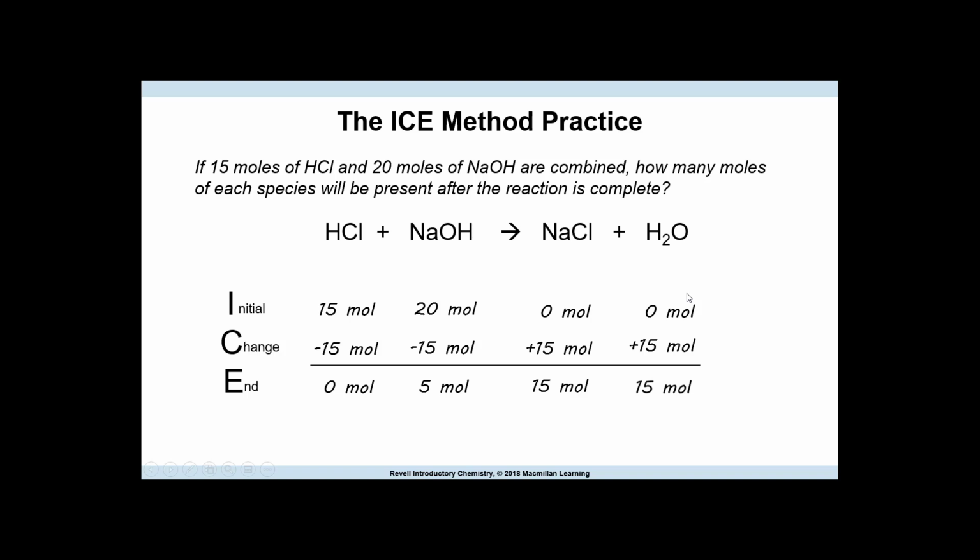So in this case, we begin with 15 moles of HCl, 20 moles of sodium hydroxide. HCl is our limiting reagent, and it's completely consumed in this reaction. So that means all 15 moles, and this is easy because there's all 1-to-1 ratio. So we can subtract 15 from here and add 15 on this side. This is 0, this is 5, this is 15 moles, and this is 15 moles. And that tells us exactly how much of each reactant and product is used up.